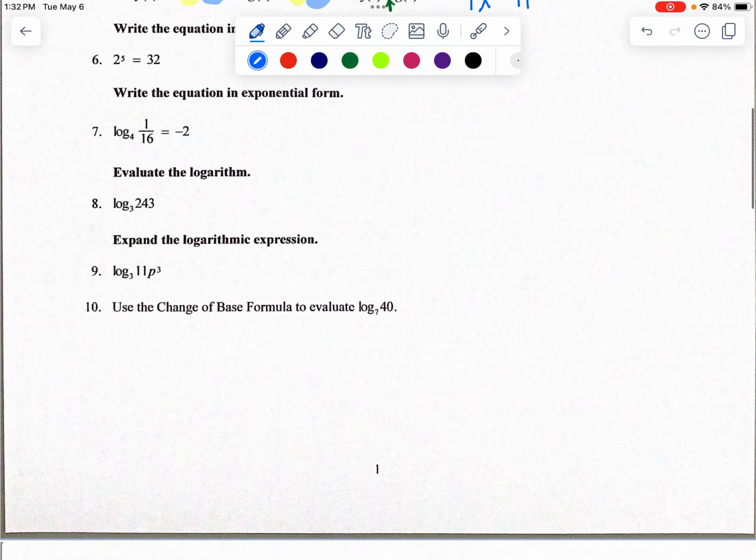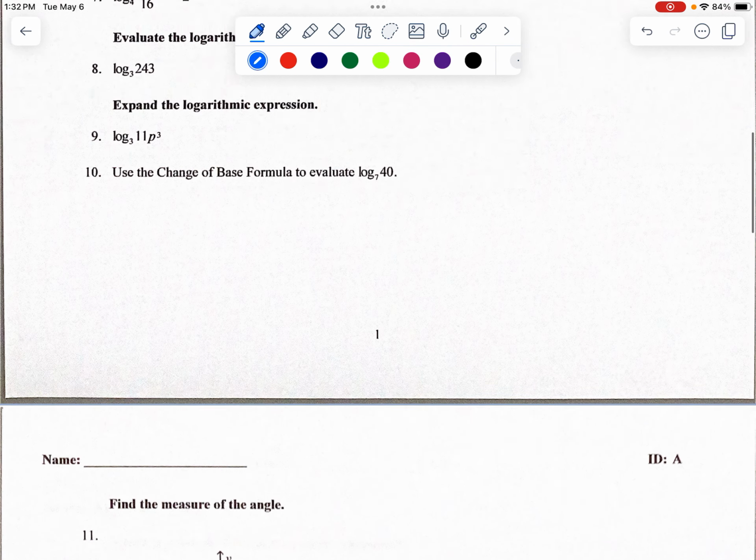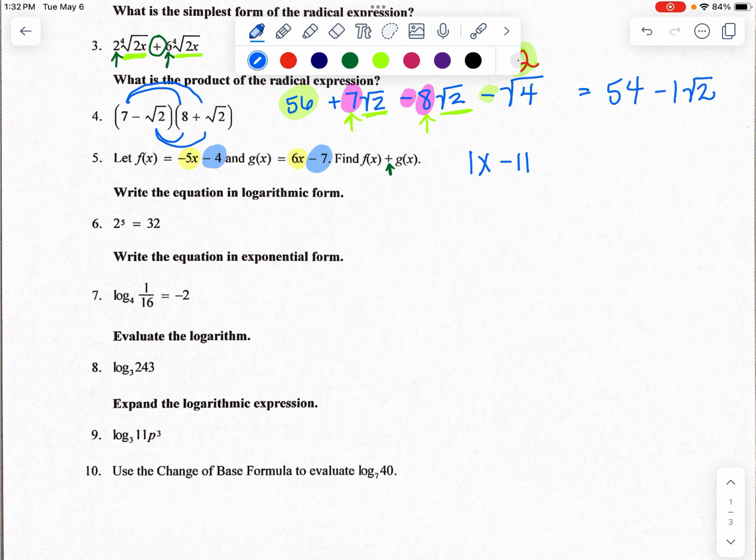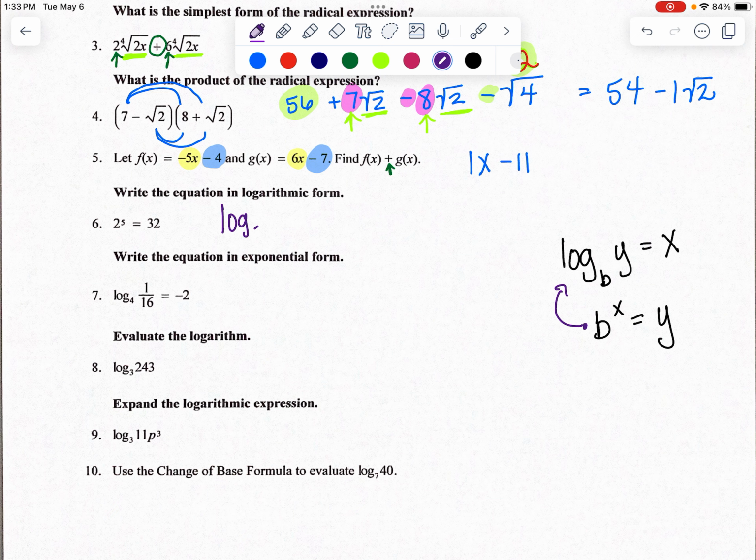Number 6, 7, 8. Oh wow, a good chunk of those are logarithms. But they're really easy, okay? So remember the rule, and I'll write it over to the side. Log base b of y equals x changes into b to the x power equals y. Those two are interchangeable. So on number 6, you're changing from this one to that one, so you're just writing log base 2 of 32 equals 5. All you're doing is writing it in log form.